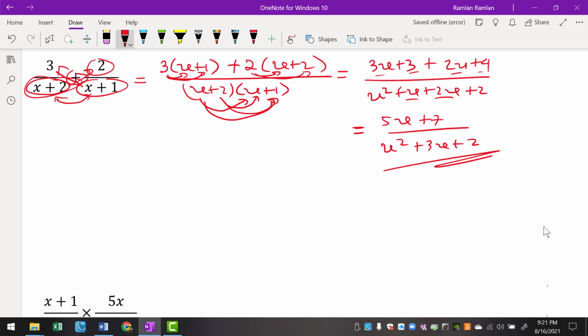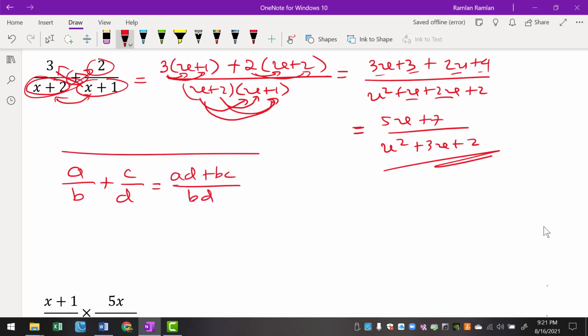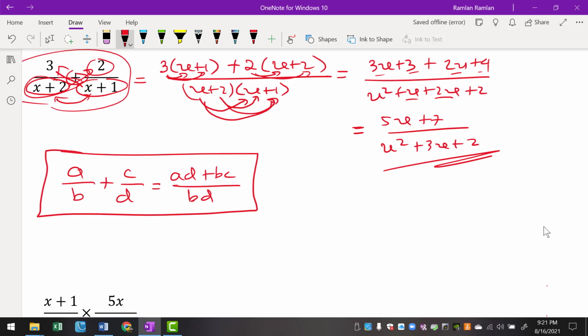If I write down for you guys the general formula for using the cross multiplication, if I have a over b added with c over d, it will be equal to ad plus bc over bd. Okay, so this is the main concept that I'm using to do this question over here. Just multiply this times this, it becomes ad, this times this becomes bc, and then this times this becomes bd. Okay, so that is the general formula.